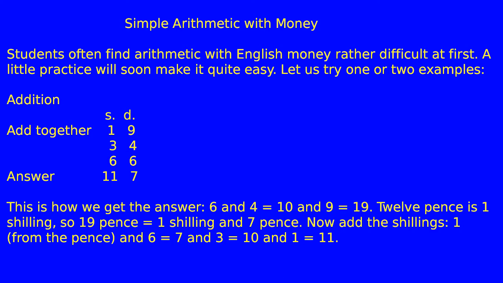Simple arithmetic with money. Students often find arithmetic with English money rather difficult at first. A little practice will soon make it quite easy. Let us try one or two examples. Addition, s. d.: add together 1/9/3, 4/6, 6/6. Answer, 11/7. This is how we get the answer. 6 and 4 equals 10 and 9 equals 19. 12 pence is 1 shilling, so 19 pence equals 1 shilling and 7 pence. Now add the shillings: 1 from the pence and 6 equals 7 and 3 equals 10 and 1 equals 11.